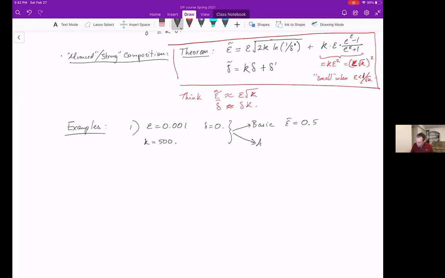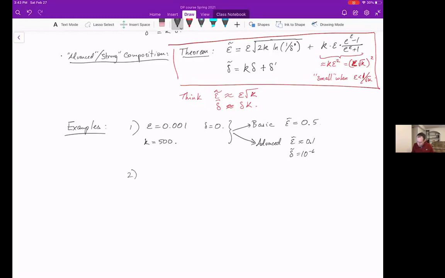But with advanced composition, we get something quite a bit smaller. Let's say if we set delta tilde to be about 10 to the minus 6, then we get epsilon tilde something like 0.1. Okay. So we get a much smaller value for the actual privacy leakage. And in fact, by taking very large values of k, you can get arbitrarily big separations between what you get from basic composition and what you get from this more subtle advanced composition.